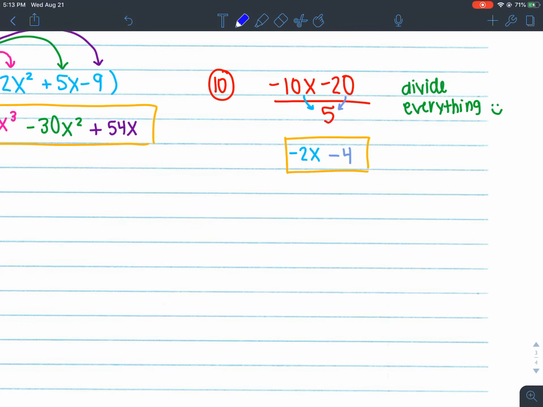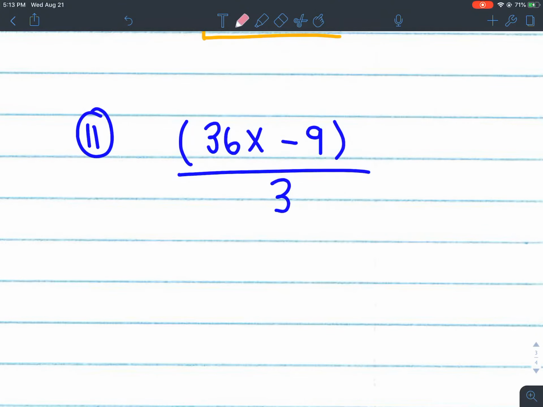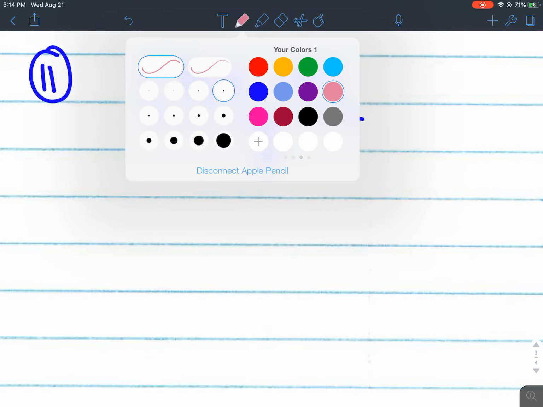So number 11, and I'll do it right underneath the other one. Let's have in parentheses 36x minus 9 divided by 3. Now, there's parentheses here, right? And earlier when we saw parentheses, we would distribute. Well, what's technically in front of your parentheses right here? A 1. But 1 times anything doesn't change, right? It's itself. So that means my parentheses don't even matter, honestly.